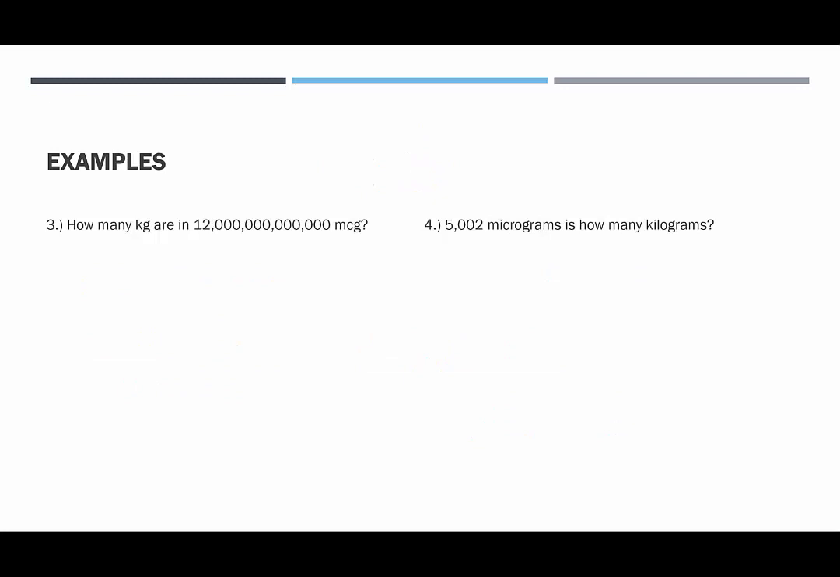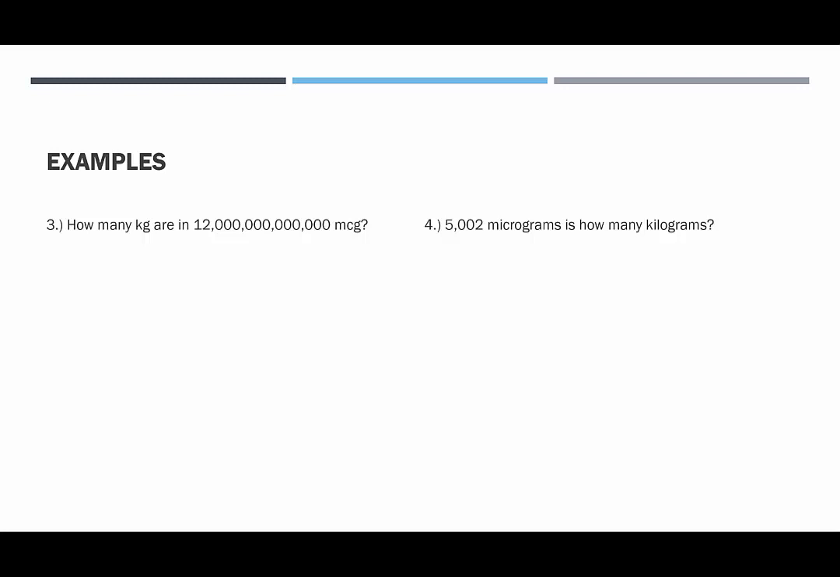I encourage you to pause the video and see how many kilograms are in each of these amounts of micrograms. In our first example, okay, this one looks reasonable. We have 12 trillion micrograms. This looks very promising. So I'm not going to write this because that's going to take me a long time.